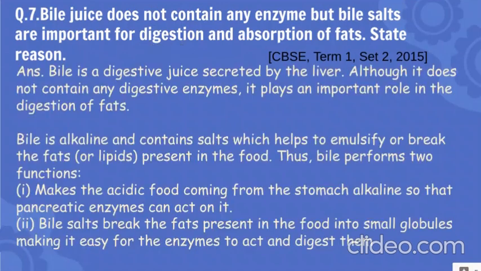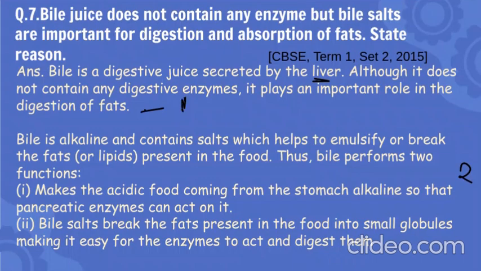So why? Basically, look how you will write. Bile is a digestive juice. It helps in digestion. Secreted by the liver, correct? Now it does not have any digestive enzymes, but for digestion and absorption of fats it is important. How? Let us understand. In the first line of the 3 marks, you state that yes, it is a digestive juice and it helps in digestion, that's it. That is for 1 mark. And in the next point, for 2 marks, you will write how.